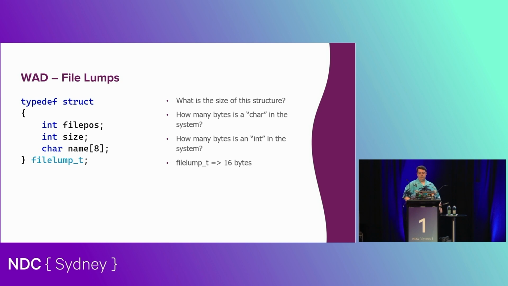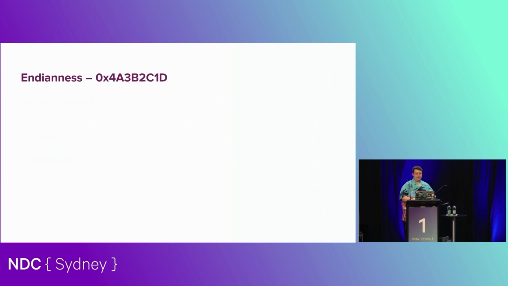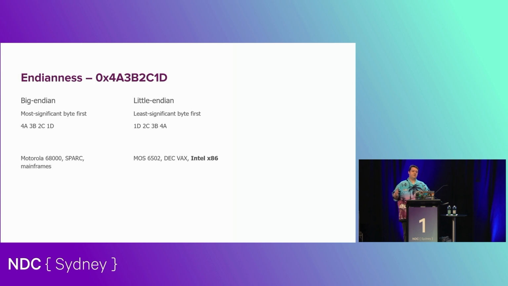The next question that we need to answer is, how are these multi-byte values being stored? What's the endianness? If we look at the value 4A3B2C1D in hex, it can be stored in multiple different ways. You could have it stored in big endian mode, where the most significant byte goes first. And then if you have a hex dump of that value, you would see the same order as it appears here. And you could have little endian mode. So then the least significant byte goes first, and then you see it being turned around, and then your 4A3B2C1D becomes 1D2C3B4A.